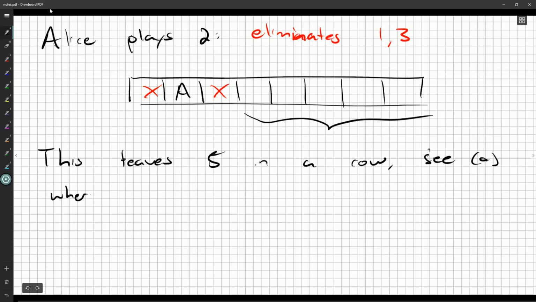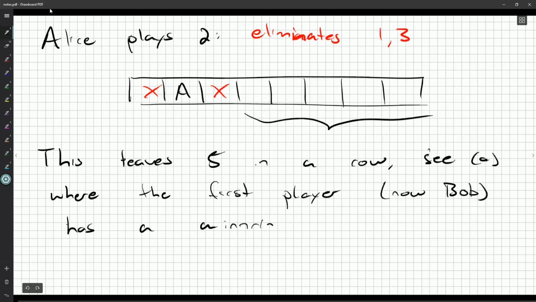CA, where the first player, which is now Bob, has a winning strategy. So that's nice. These cases here, they sort of boil down to some earlier stuff. Now, I don't think the same thing's going to happen with Alice playing at 3 or at 4, just because it won't be broken into a single chunk. So here we actually do have to do a little bit more work.